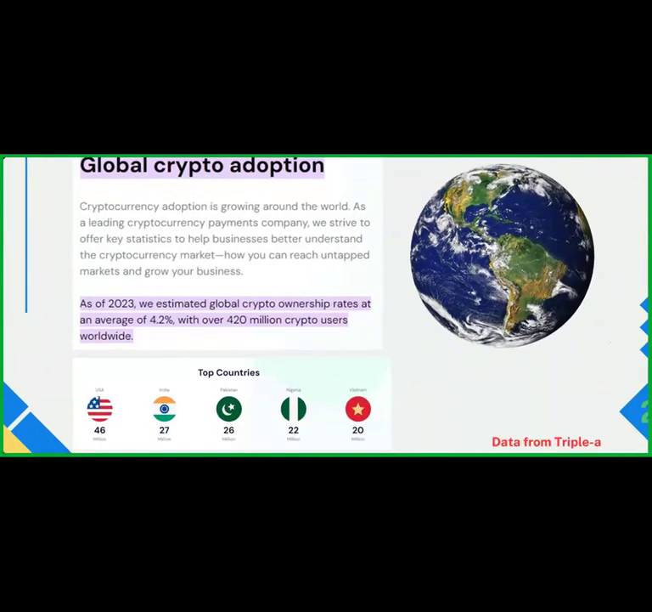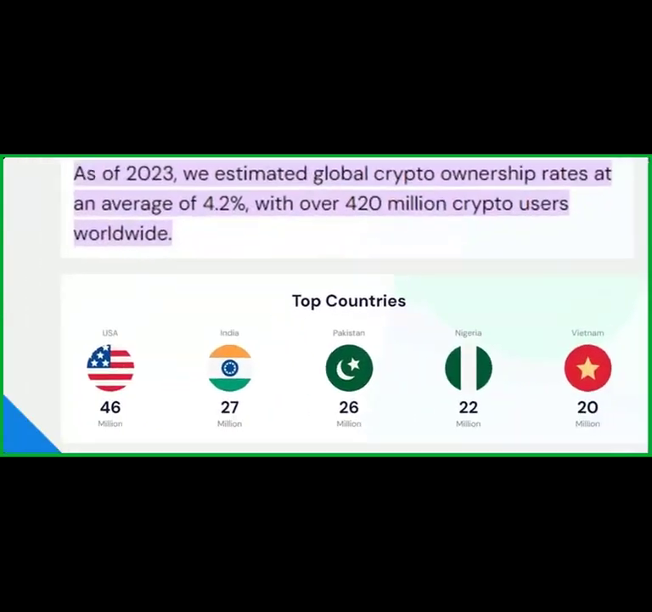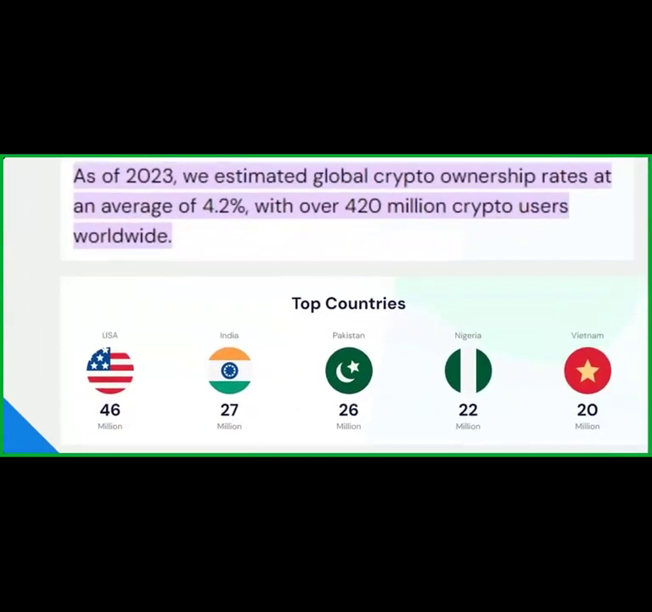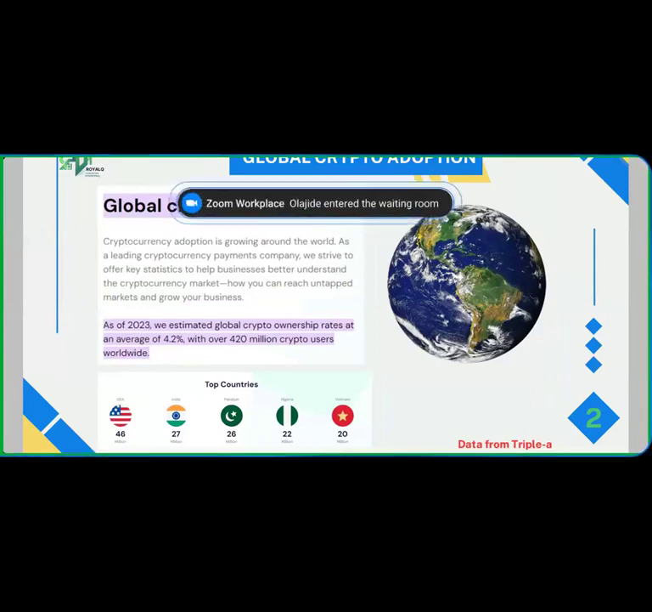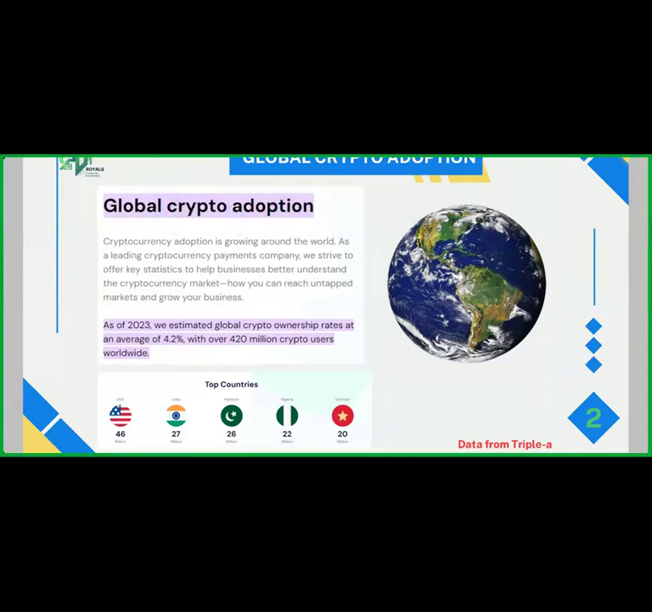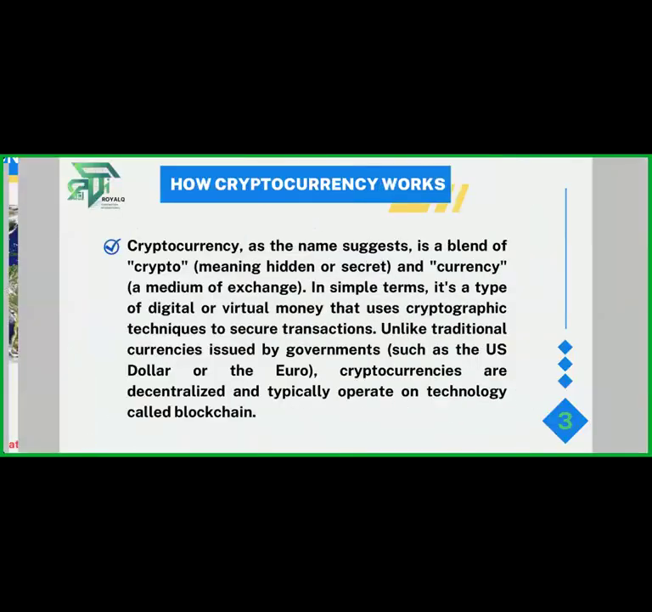And these are the top countries that are involved with cryptocurrency. The first one is the USA, at approximately 46 million people. Next, we have India, at approximately 27 million. Next, we have Pakistan. We have Nigeria at 22 million. We have Vietnam as well at 20 million. So these are just the top countries. There are a lot more countries that are involved, but these are the top countries. So you see that crypto is here to stay. Crypto is massively being adopted. So the sooner you get involved with it, the better for you.